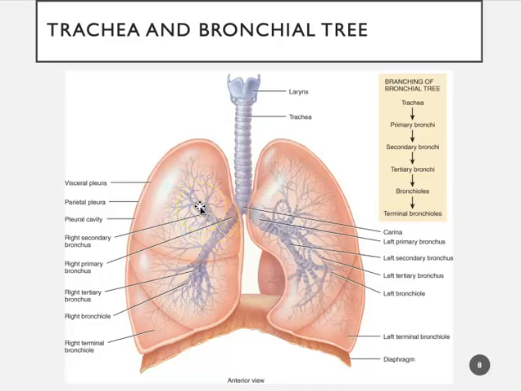And then these will also split again. The third time it splits, it is called a tertiary bronchi. Okay, you can see that splitting branching pattern here. After that, they're simply called bronchioles, and then those bronchioles will split into something even smaller called terminal bronchioles, before those terminal bronchioles end in alveoli.